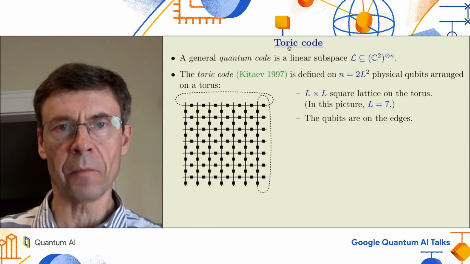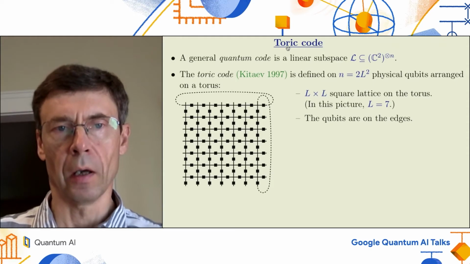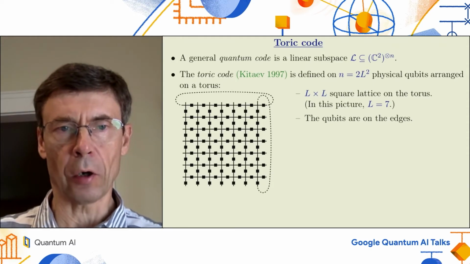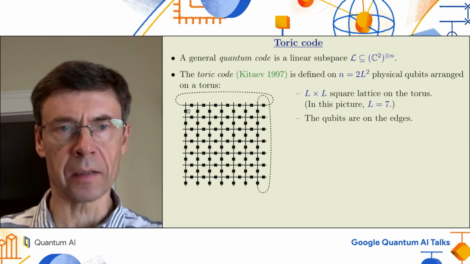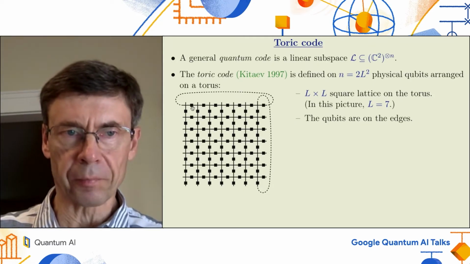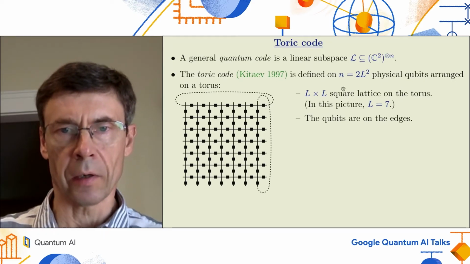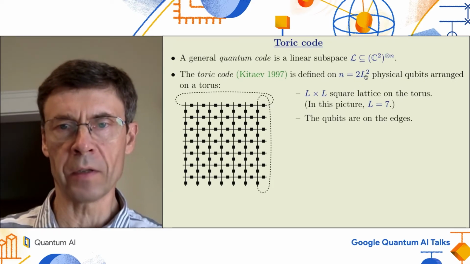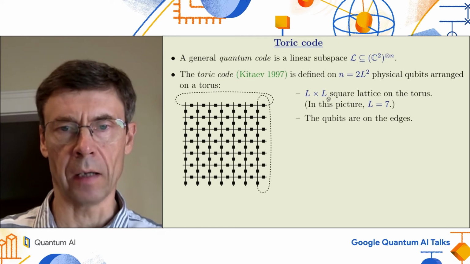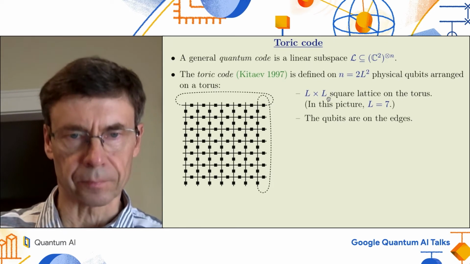The simplest in the family of surface codes is the toric code. It's a code defined on an L by L lattice on a torus. These black boxes represent the qubits. There are two L squared physical qubits on the L by L lattice. The qubits reside on the edges.